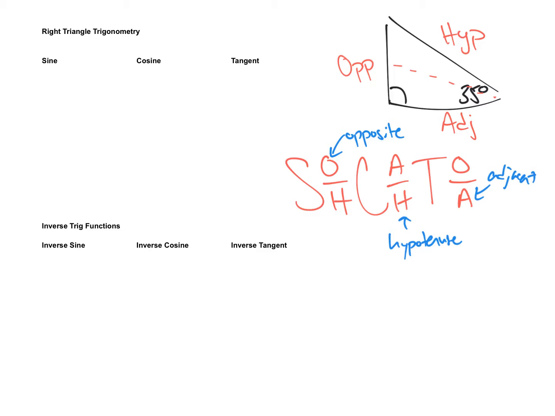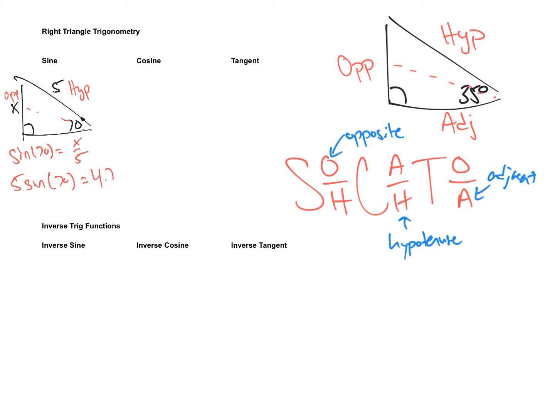And so if I have a triangle that looks a little bit like this, where I have 70 degrees, let's say, an x, and then a 5. Well, I notice that I'm using the opposite side across from my 70 degrees, and I'm using the hypotenuse. And so I'm going to set this up as the sine of 70 degrees equals x over 5. Multiply by 5 on both sides, I get 5 times the sine of 70, and this equals 4.70. Make sure your calculator is in degree mode. We don't want to use radian mode right now.